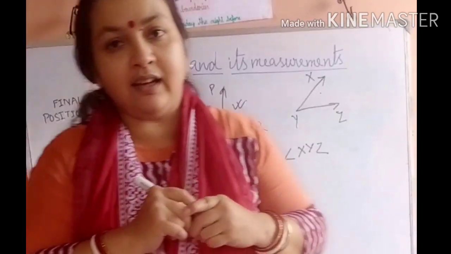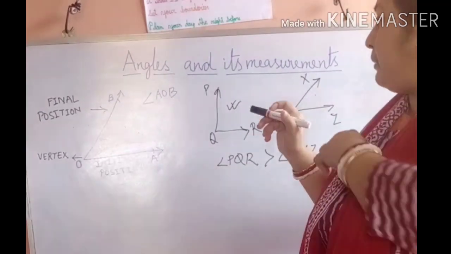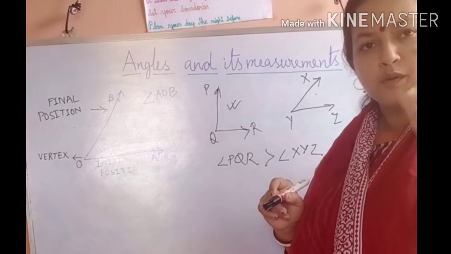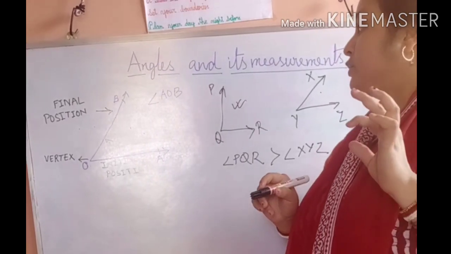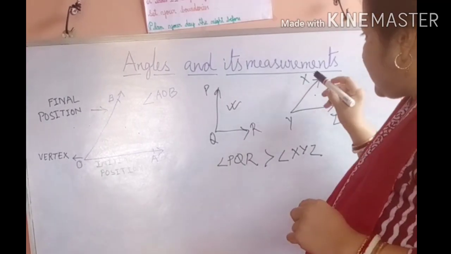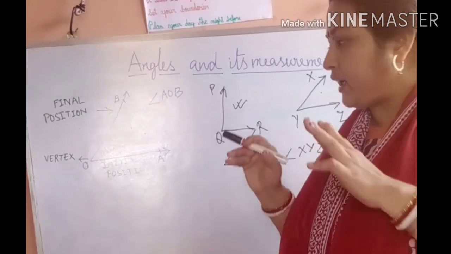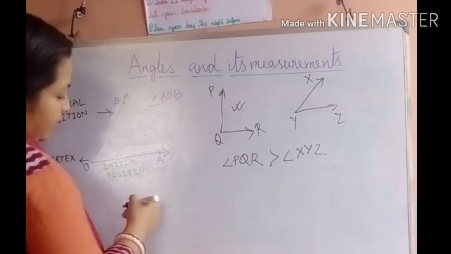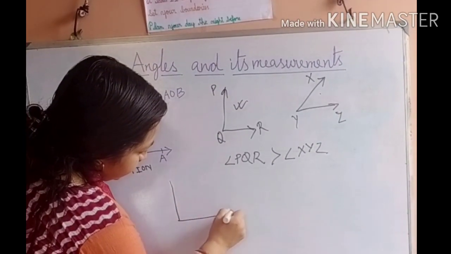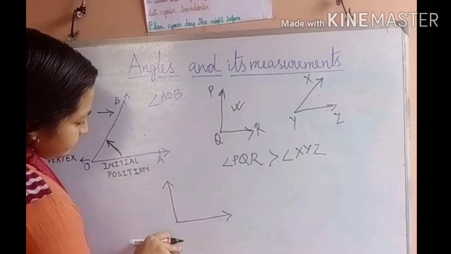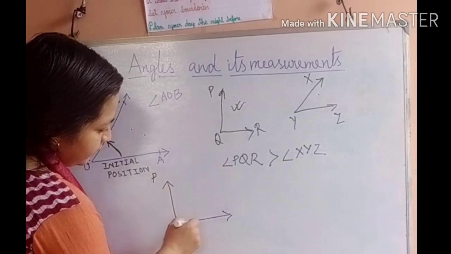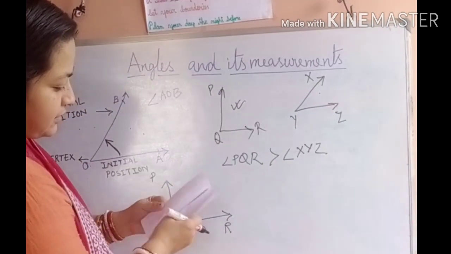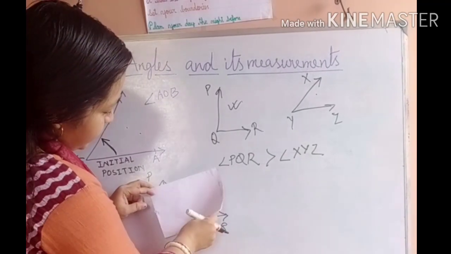The second way is to compare the angles by tracing paper. You have seen that butter paper, the tracing paper with which we make designs in drawing classes, right? So what we do is trace one of the angles on the tracing paper and then put it on the other. Suppose we have an angle drawn like this on the whiteboard. Now I put one more with a tracing paper like this, and I put it over here.